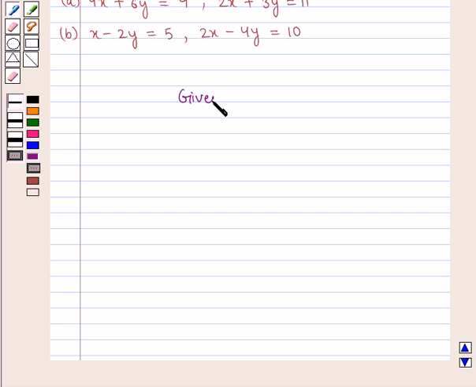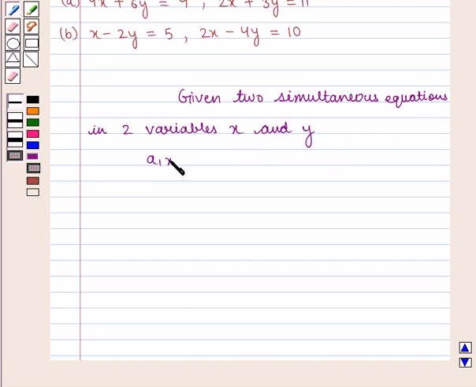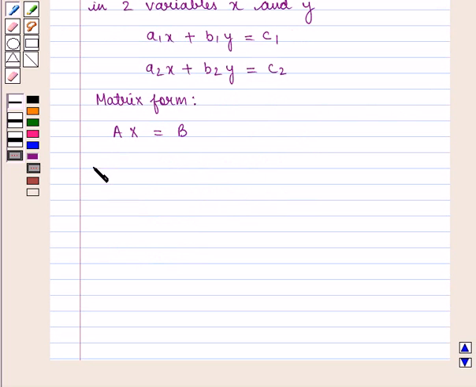If we are given two simultaneous equations in two variables x and y, that is a1x plus b1y is equal to c1 and a2x plus b2y is equal to c2, then this system of equations can be written in the matrix form as AX is equal to B, where A is the 2x2 matrix containing elements a1, a2, b1, b2, X is the 2x1 matrix containing elements x, y, and B is the 2x1 matrix containing elements c1, c2.